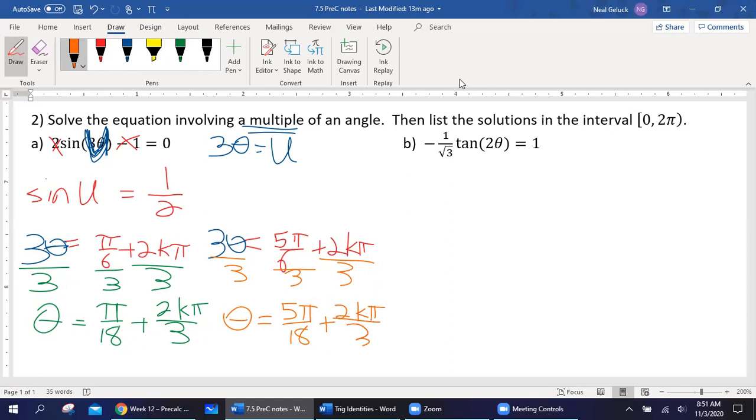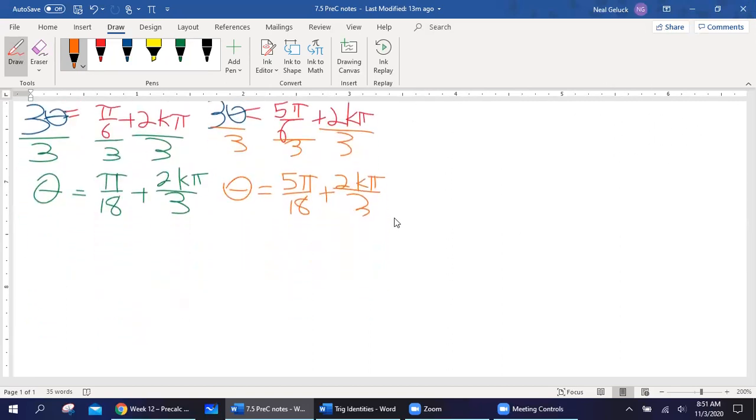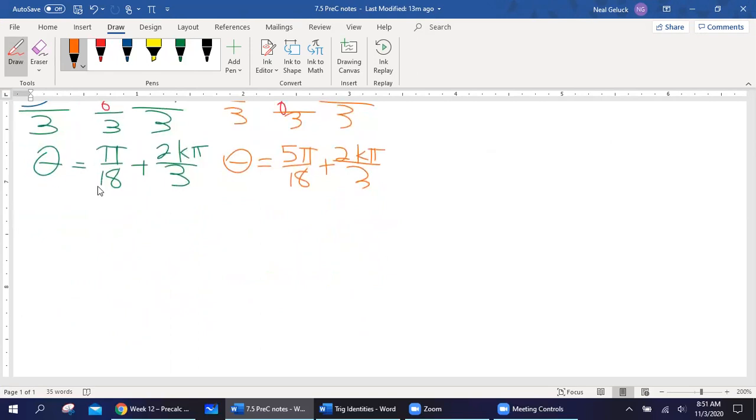Now, these problems also don't ask for just the general, give me all the solutions. It also wants all the answers between 0 and 2 pi. So think of these two as being like recipes. They're recipes that I then throw in k equals 1, 2, 3, blah, blah, blah, and keep getting answers out.